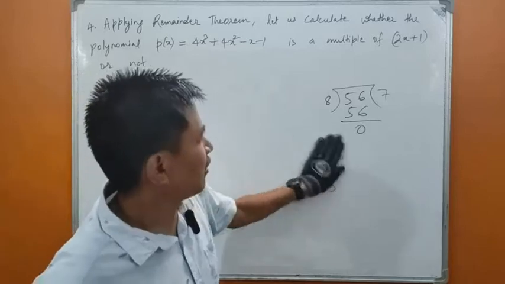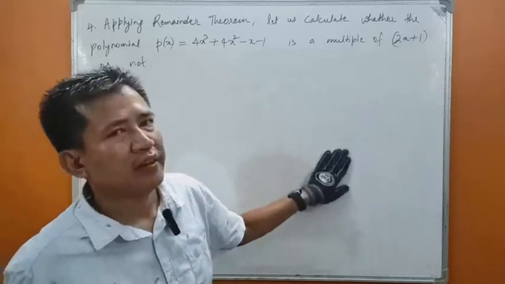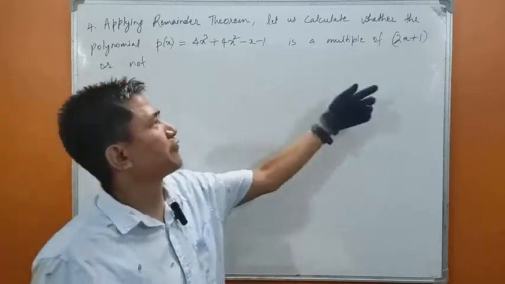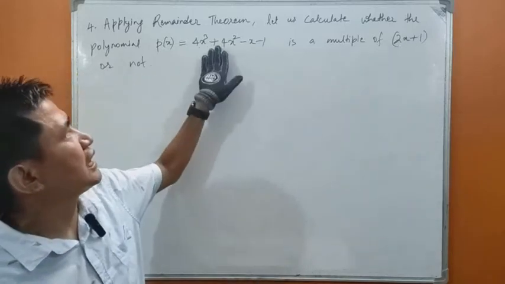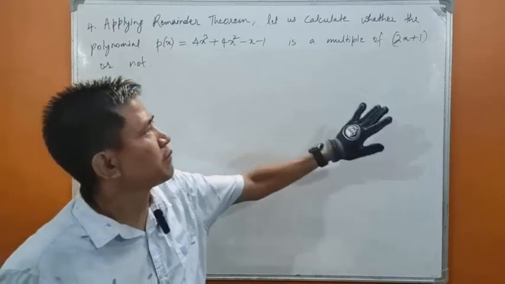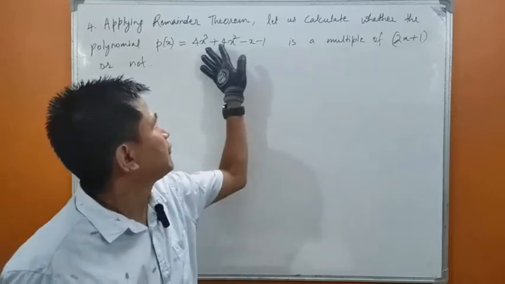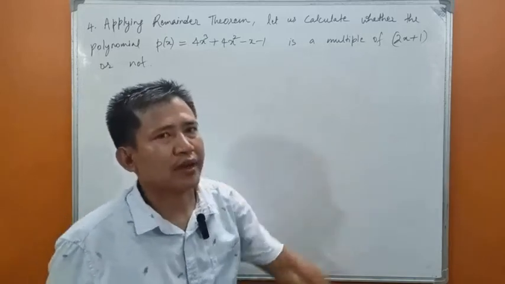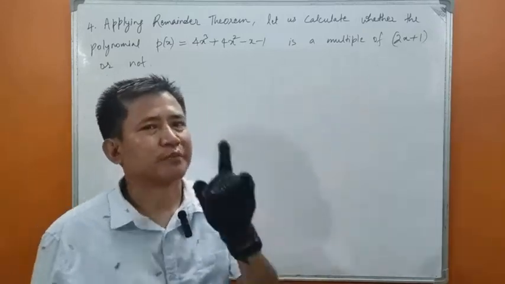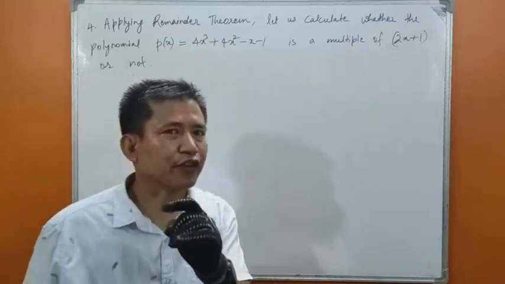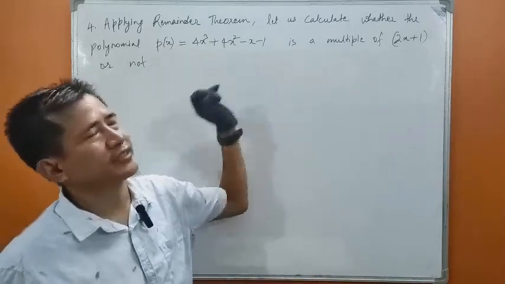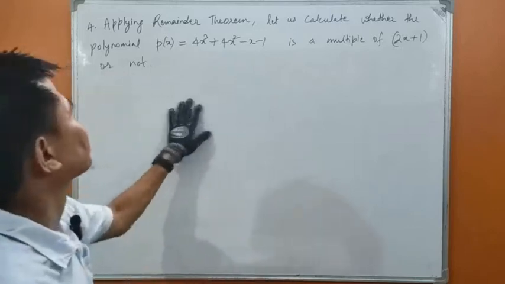So to become a multiple of a certain number, the remainder must come 0. To verify whether 2x plus 1 is a multiple of this expression or not, we must check by dividing this number by 2x plus 1, and if the remainder comes 0, then we can say 2x plus 1 is a multiple of this expression. And if the remainder does not come 0, then we say 2x plus 1 is not a multiple of this expression. Okay, I hope you got this.